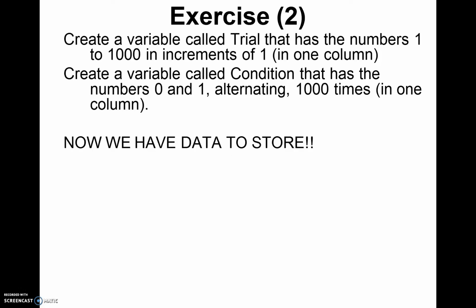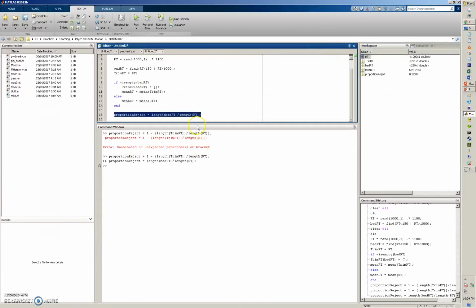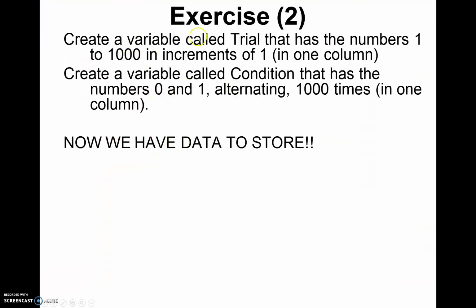Now we're going to get into a new way of storing our data called tables, and I'll get into it for 4 minutes in this video, and then we'll continue in the next video. Now that we have this idea about isEmpty and also the string compare features and how to work with RTs, let's create a variable called trial that has the numbers 1 to 1,000 in increments of 1, and another variable condition that has the numbers 0 or 1 alternating, 0, 1, 0, 1, 1,000 times in a separate column. Now we have data to store.